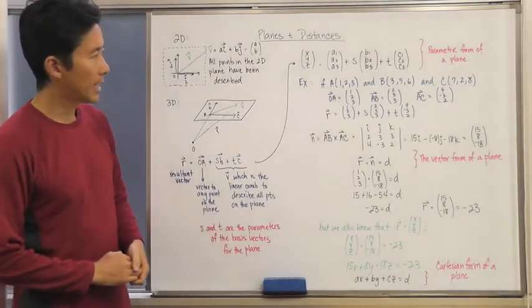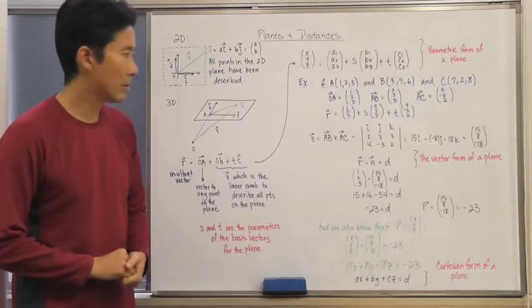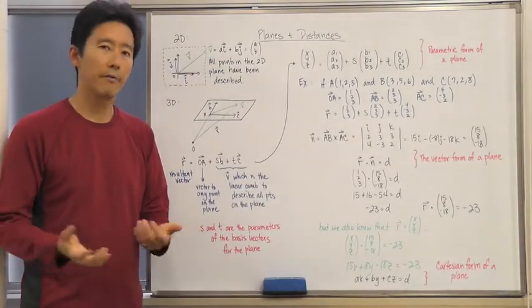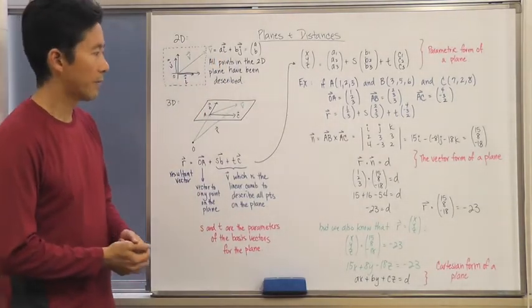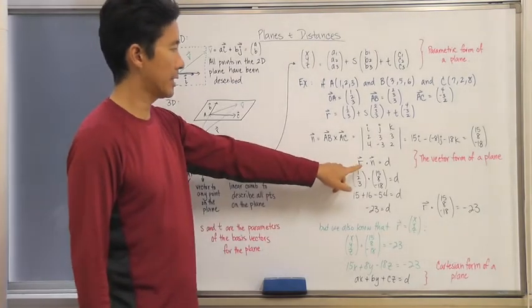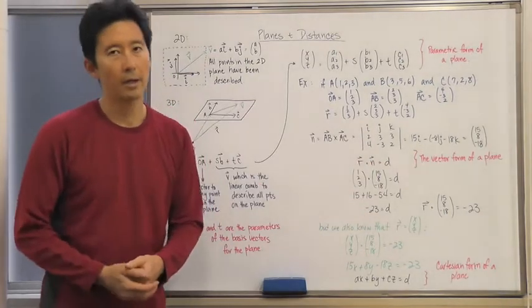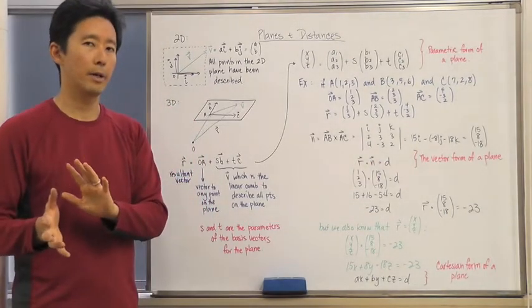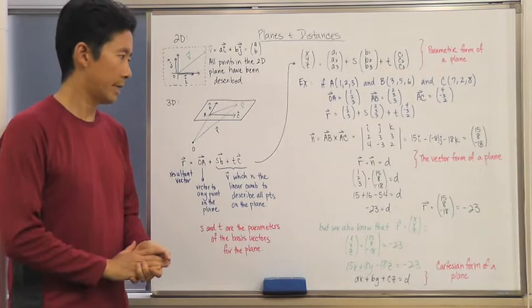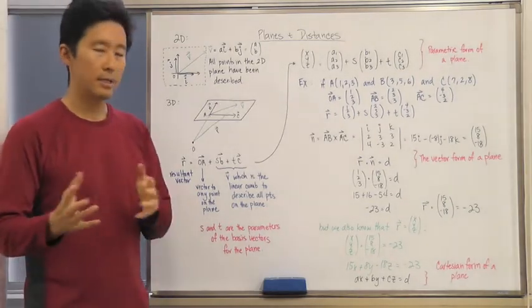Okay, now that is the parametric form of the plane. What we also want to do is take a look at what's called the vector form of the plane. Now the vector form of the plane is going to look like this: r times n equals d. Okay, now we need to talk a little bit more about this particular form later in class because it does get a little bit complicated.